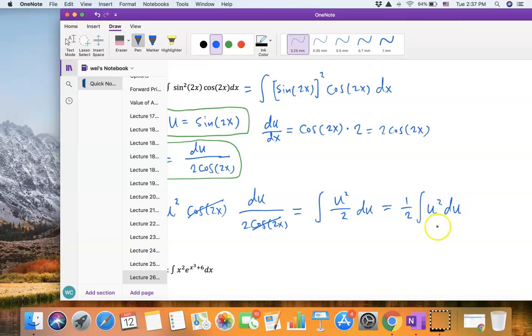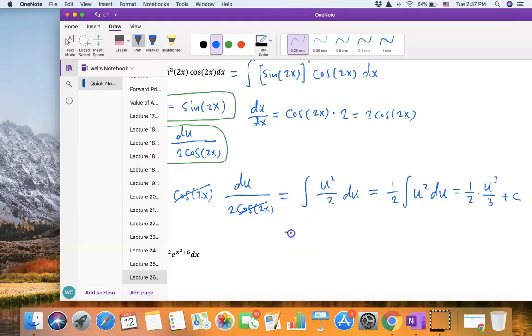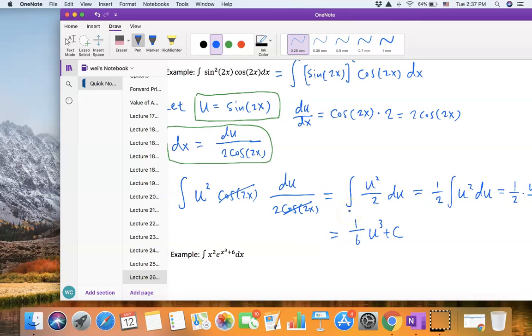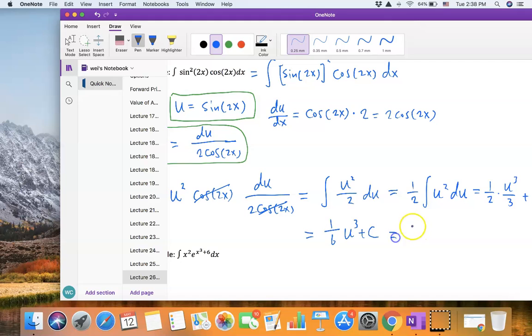The antiderivative of u squared is u to the third over 3. So this equals 1 over 6 times u to the third plus c. And because u equals sine of 2x, the answer is 1 over 6 times sine of 2x to the power of 3 plus c. Okay, so this is our answer.